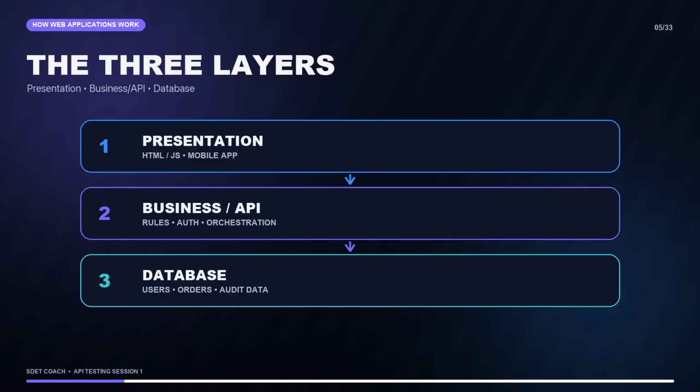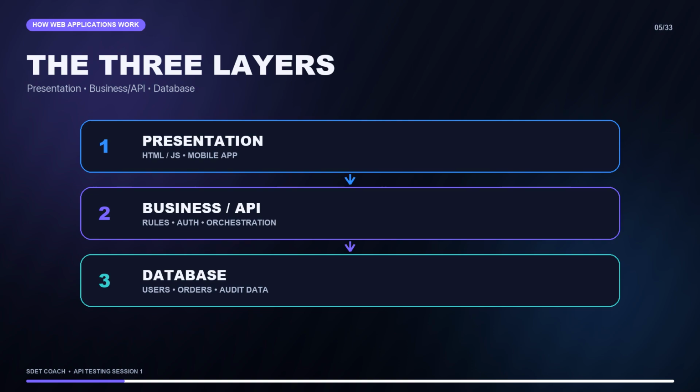The API layer talks to the database through application code or data access components. The presentation layer does not directly execute database queries. This separation is not only architecture theory. It gives a tester multiple places to observe quality.